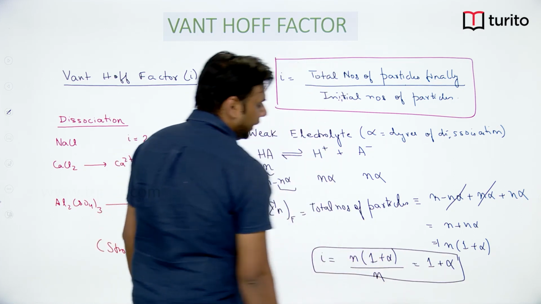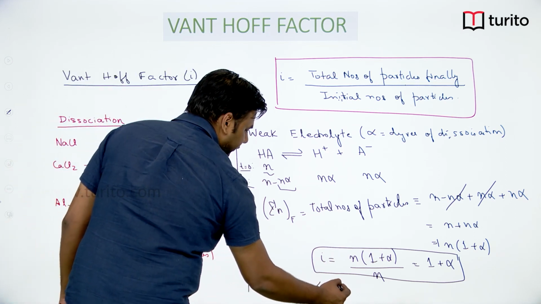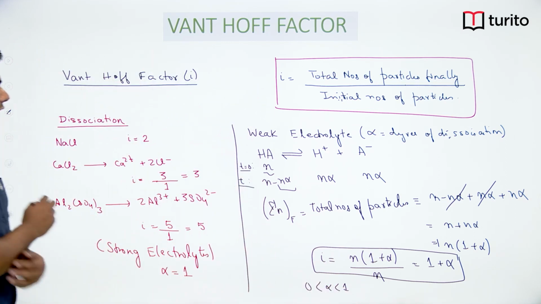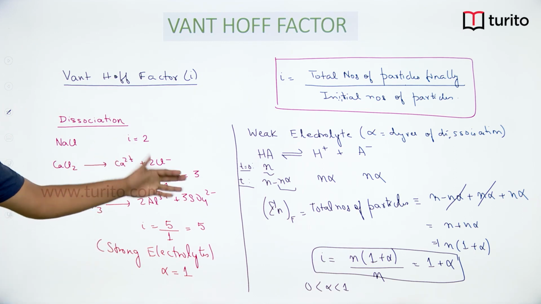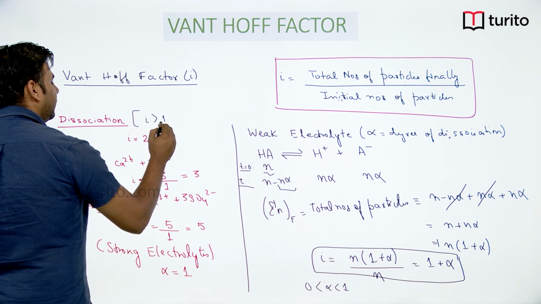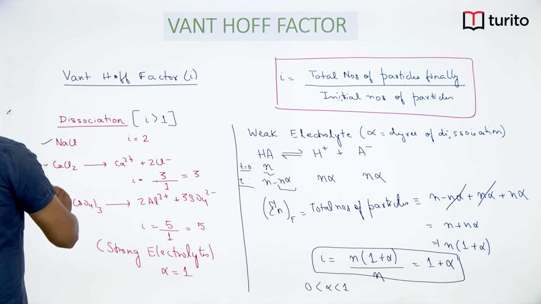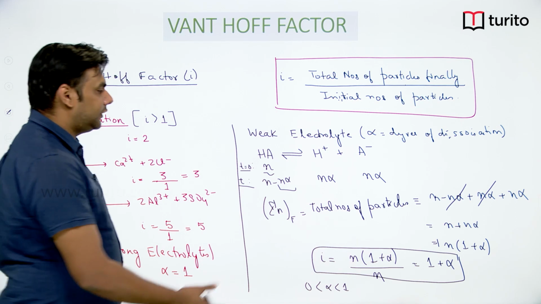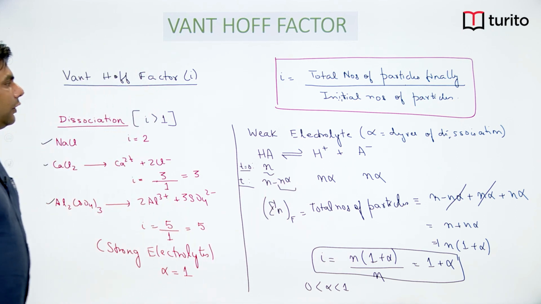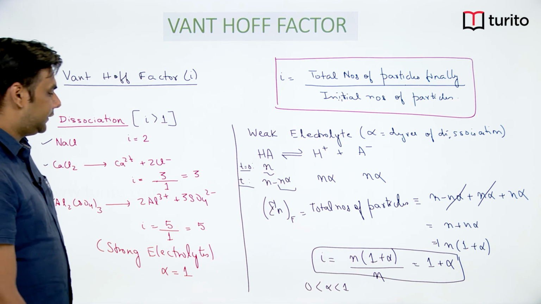So you can clearly see that the value of alpha is generally between 0 and 1. So for dissociation, I will always be greater than 1. So this is how you do it for a strong electrolyte, and this is how you do it for a weak electrolyte. The Van't Hoff factor is basically the total number of particles finally upon the initial number of particles.